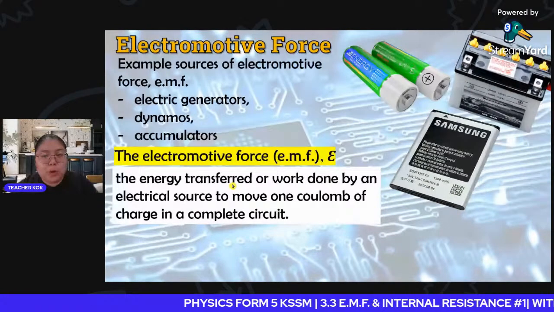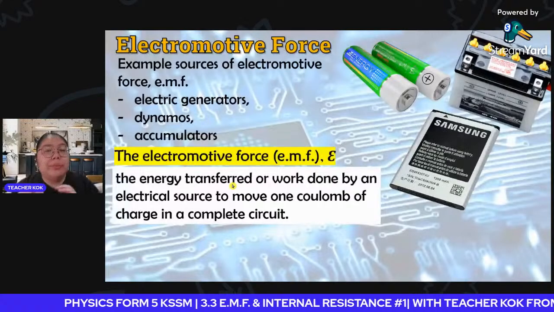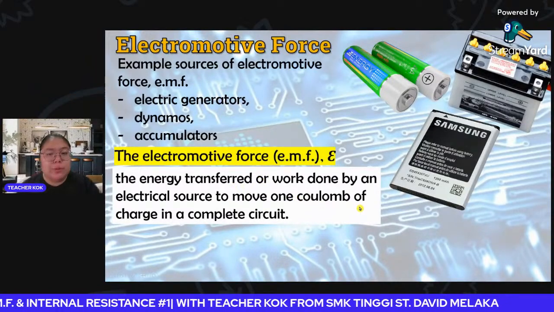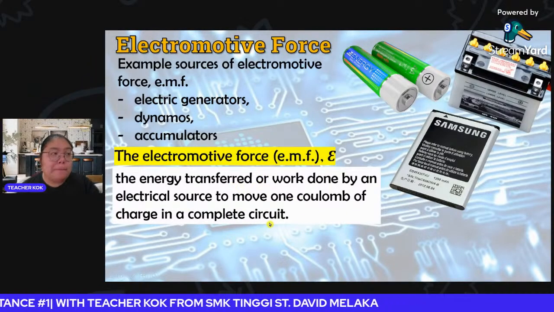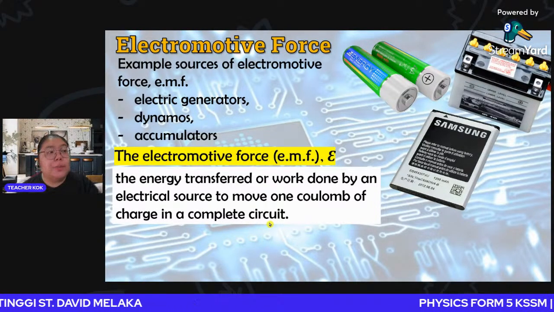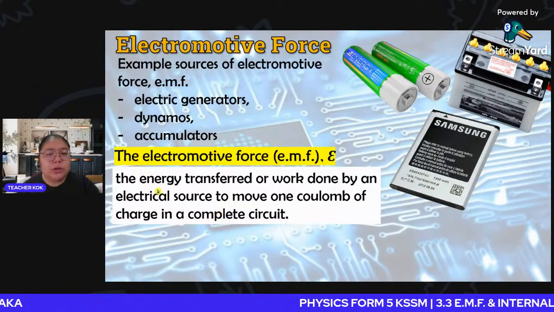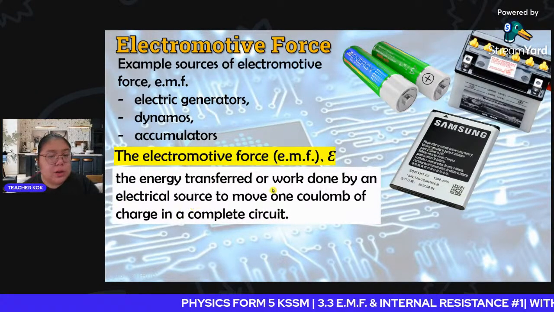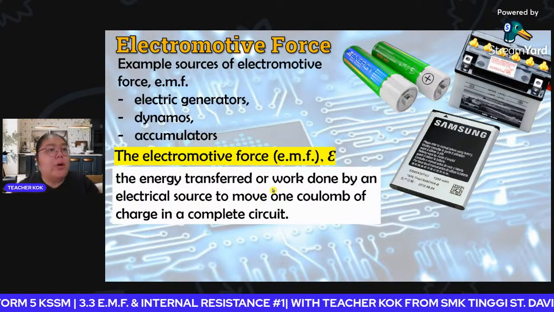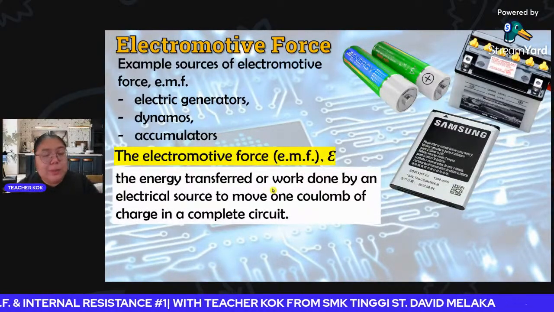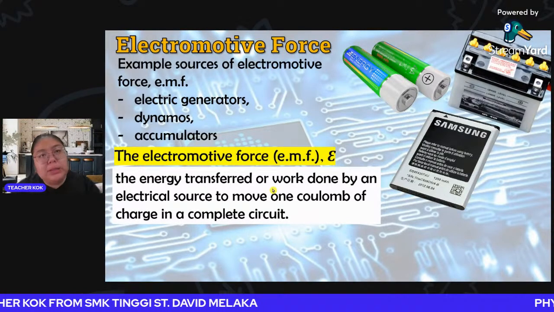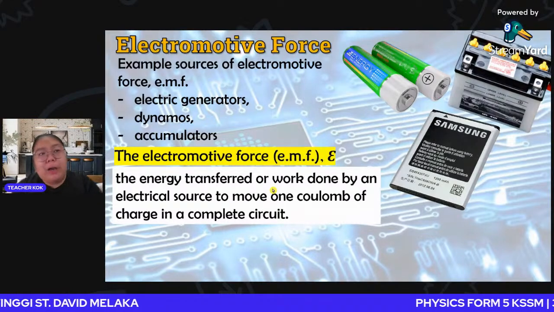Okay, important, it is an electrical source. That means from the main source, there's an electrical source to move 1 coulomb of the charge in a complete circuit. So this one is the difference between EMF and potential difference. Potential difference, you no need to mention the electrical source. You just say the work done to move 1 coulomb of the charge from point to point. That one is a potential difference. But EMF, you need to mention from the electrical source. Move where? Move the complete circuit. That one is called EMF.